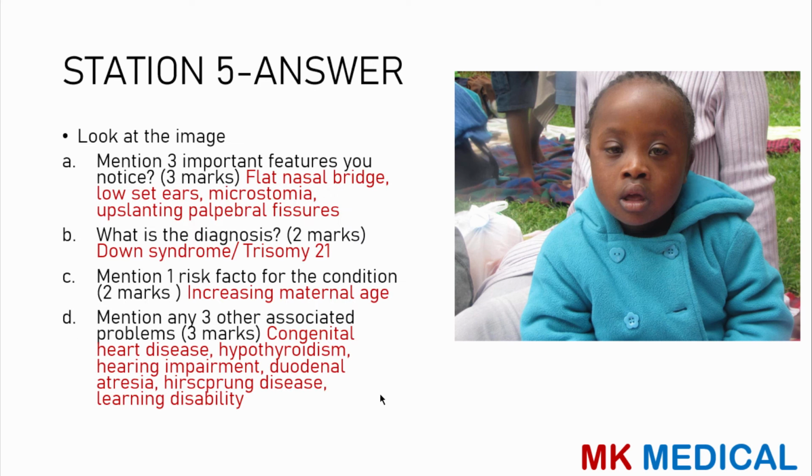So station 5, you have this child that's having these epicanthal folds to begin with, a flat nasal bridge, upslanting palpebral fissures, low set ears, and of course a small mouth which we call microstomia, and a much larger tongue which is known as macroglossia. So this child obviously has Down's syndrome or trisomy 21. One risk factor for this condition is advancing maternal age, especially mothers that are beyond the age of 35. Then mention any three associated problems. They could have congenital heart disease, they could have hypothyroidism, hearing impairment, sometimes even visual impairment. They may have duodenal atresia, Hirschsprung's disease, and some learning disabilities.